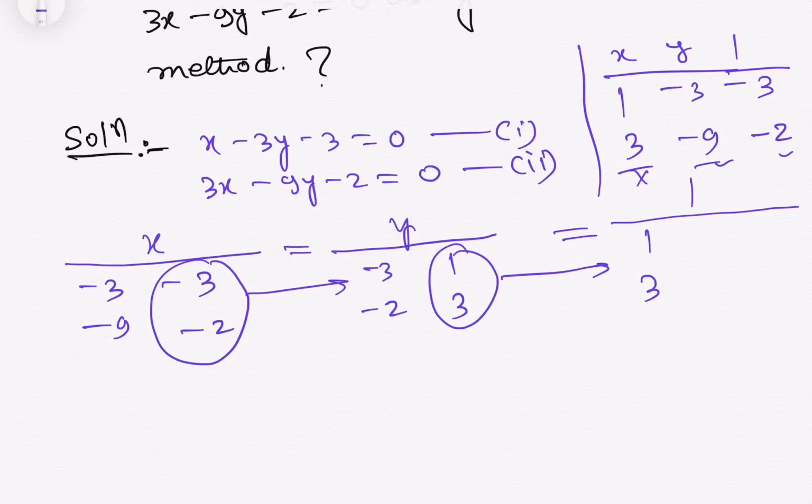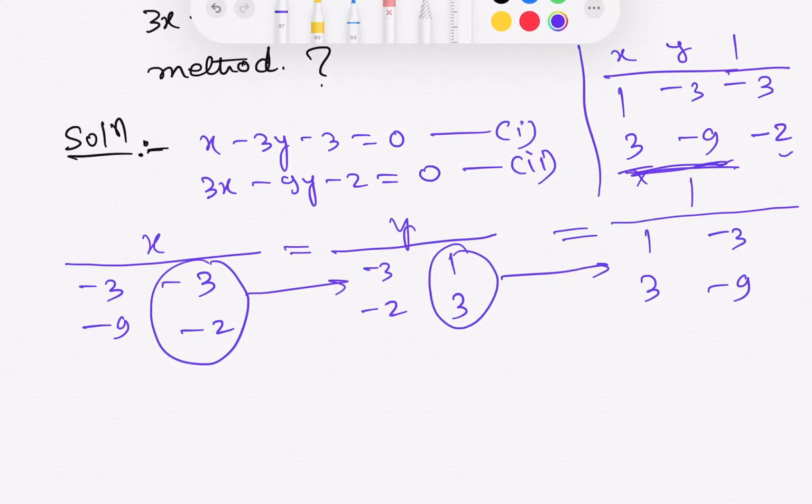We know that when you calculate the constant part, we only work with the x and y. I already wrote the x variable part, so now the y variable part is minus 3 and minus 9. Now all four elements are complete here.